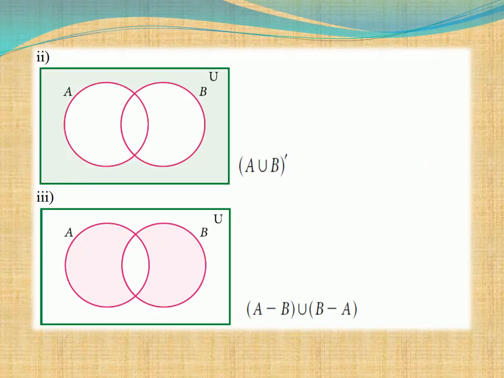In the second subdivision, in the whole U, A minus B is neglected. So the shaded portion is without A and B, the remaining portions are shaded. Here, A union B, the whole dash: from U we are taking out A union B. So (A union B) dash is the answer. In the third subdivision, here symmetric, this one is (A minus B) union (B minus A). This is your answer. See the shaded portion here.